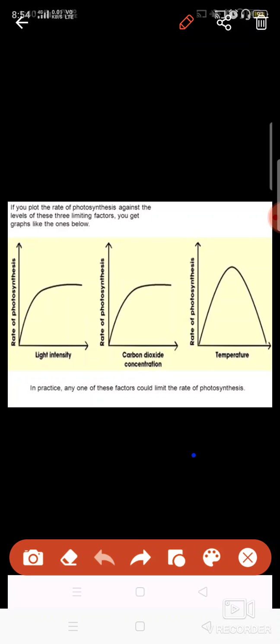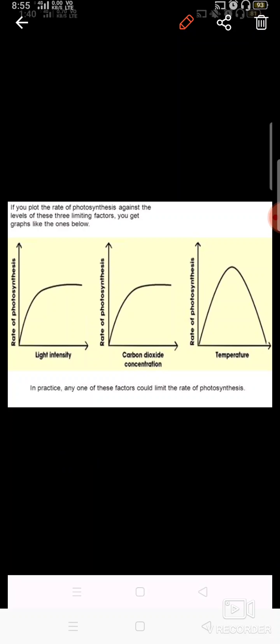Okay, then you see the temperature. See here, if you are increasing the temperature, then the rate will increase up to a certain temperature. Then if you increase the temperature further, it will have a negative effect on photosynthesis, which means the rate of photosynthesis will slow down, it will decrease. Let us discuss this in detail now.